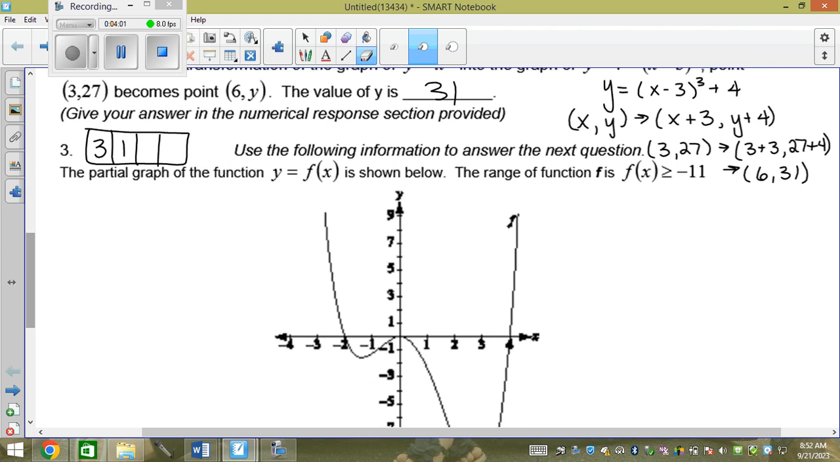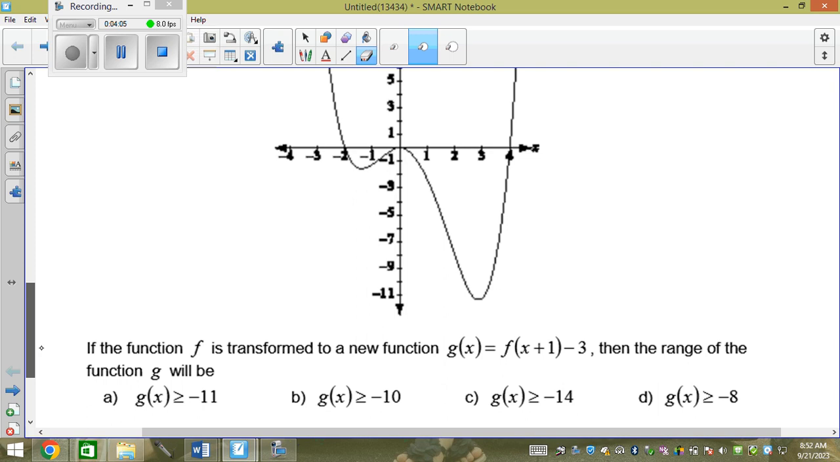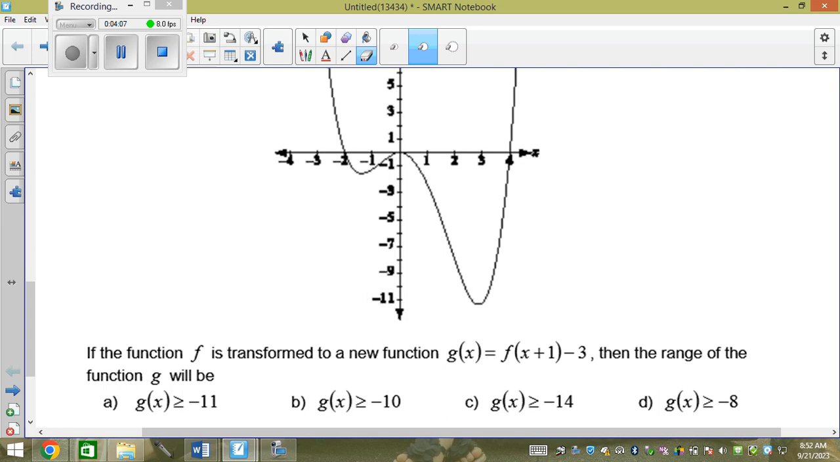The partial graph of the function f of x is shown below. The range of it is f of x is greater than or equal to -11. Now I have a transformation happening because I can't type that in my calculator, right? We are talking about range. Okay, we are talking about range. What's the only thing that affects range, guys?